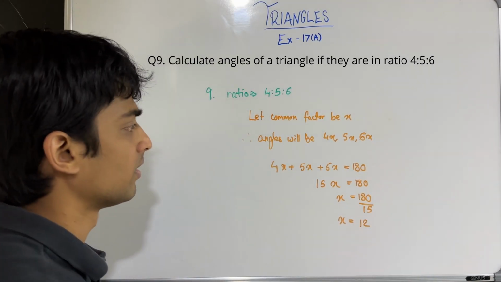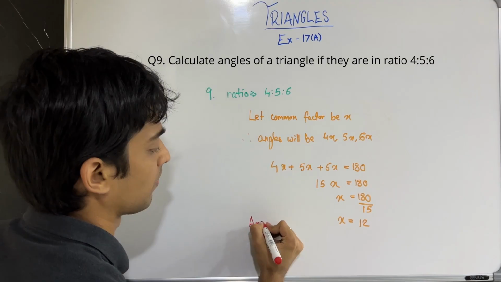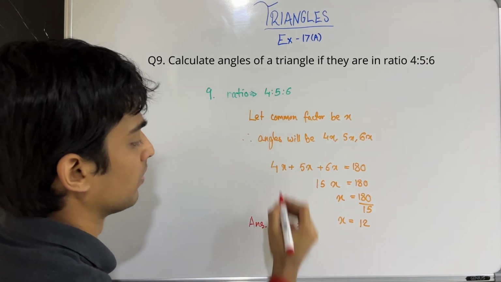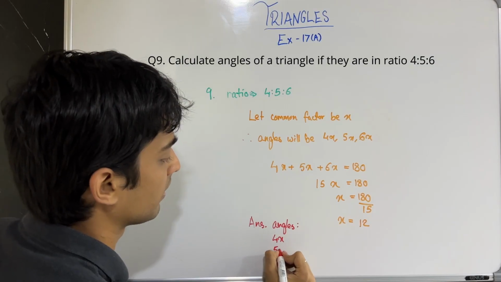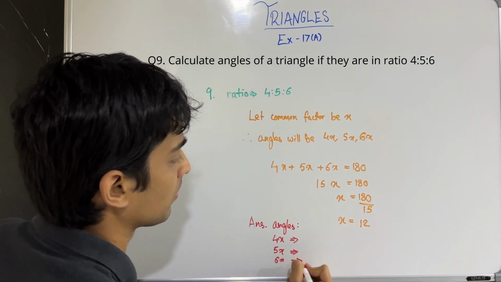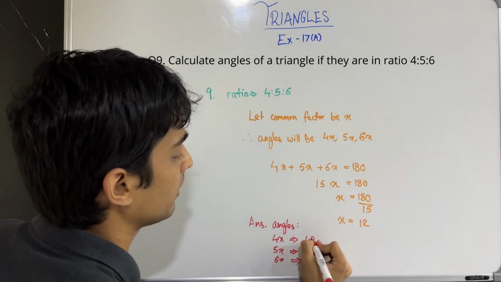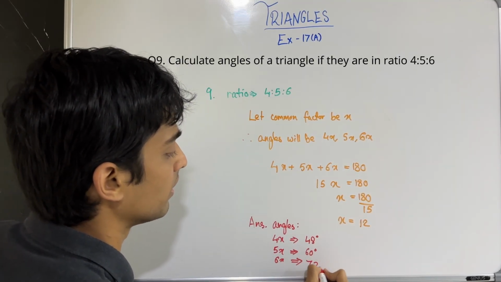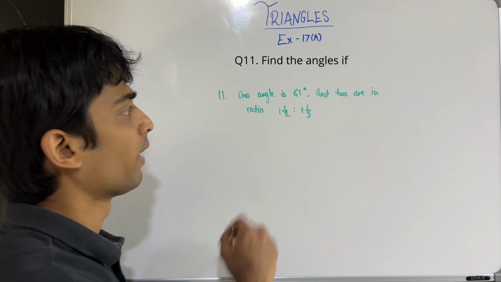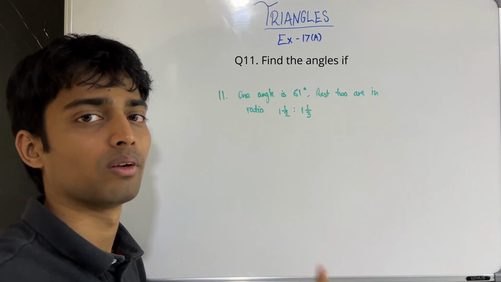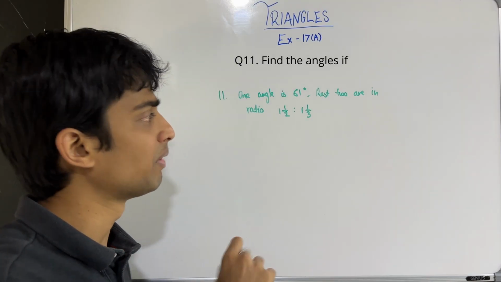The angles will be 4x, 5x, 6x, 4 into 12, 48 degree, 5 into 12, 60 degree, 6 into 12, 72 degree. 11th sum, we have been given one angle is 61 degree, the other two angles are in the ratio 1:2 and 1:3. Let's first simplify this ratio.